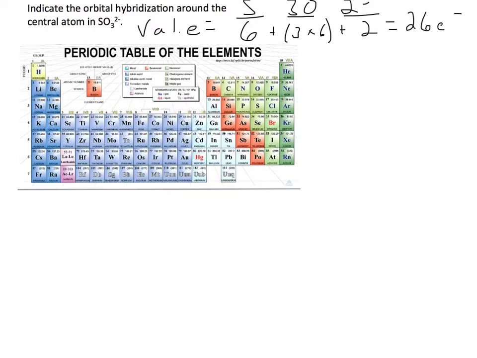Alright, so sulfur we know is the least electronegative, so we can put sulfur in the middle. Since we have 3 oxygens, we're going to bind 1, 2, and 3. Okay, and so we can go ahead and subtract out 6 electrons, which is going to leave us a total of 20 at this point.